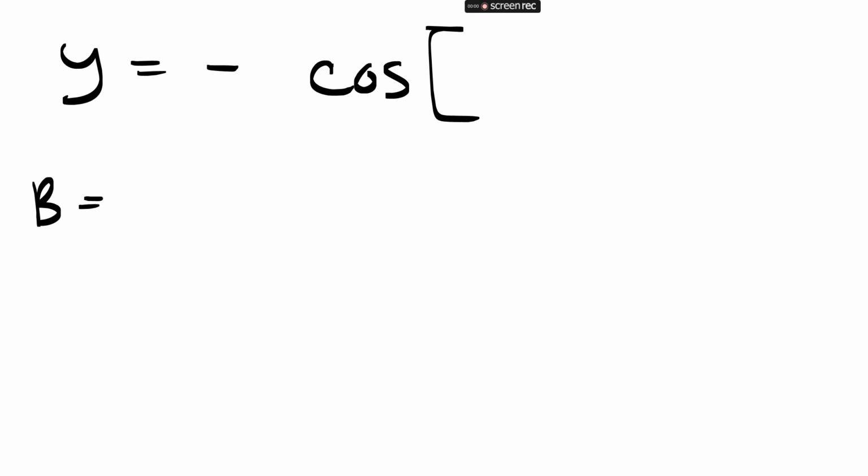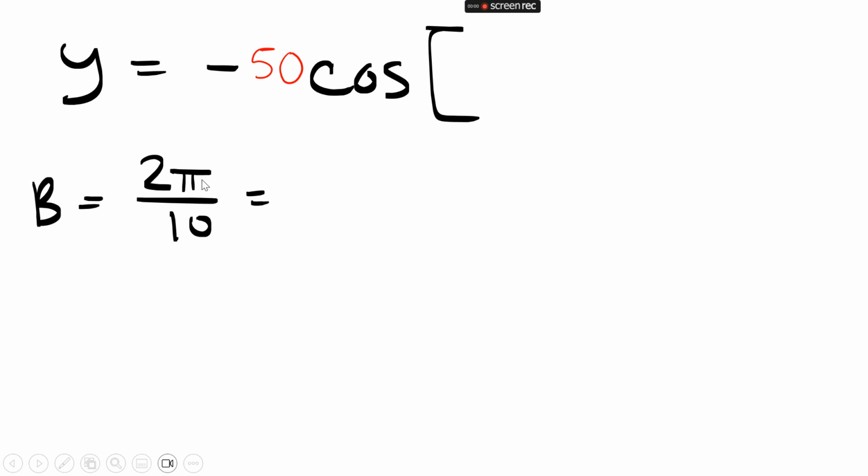So it's going to be, I'm missing my 50 here. I'm going to write in my 50. I got a little bit ahead of myself here. And the B value. B value is going to be 2 pi.